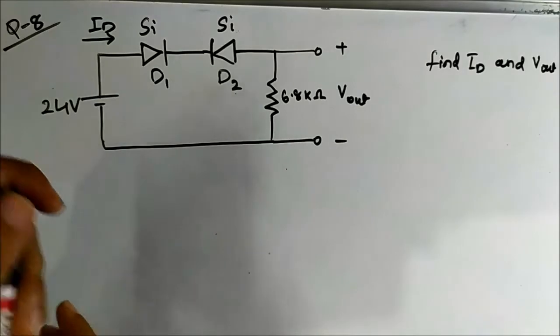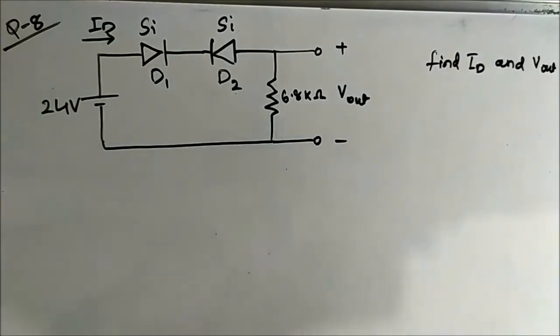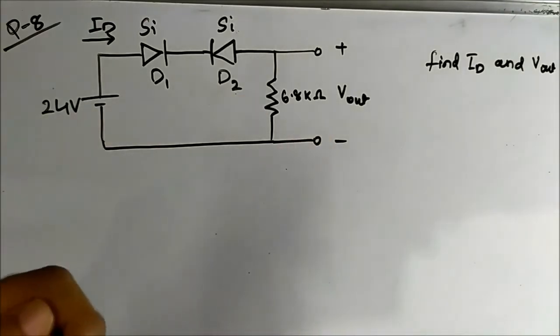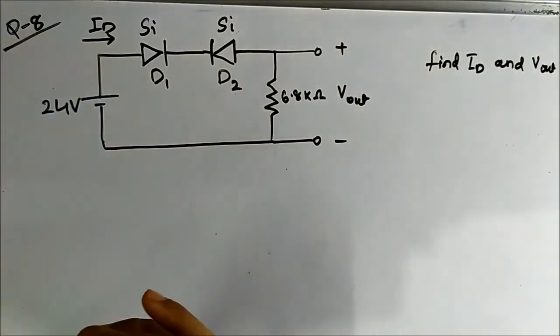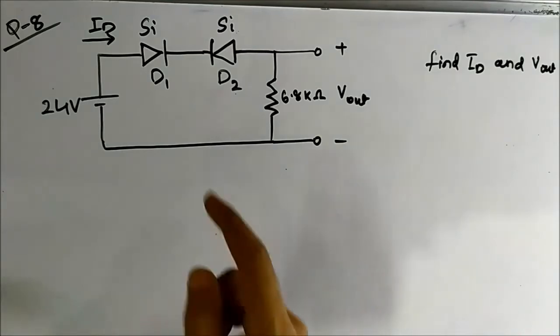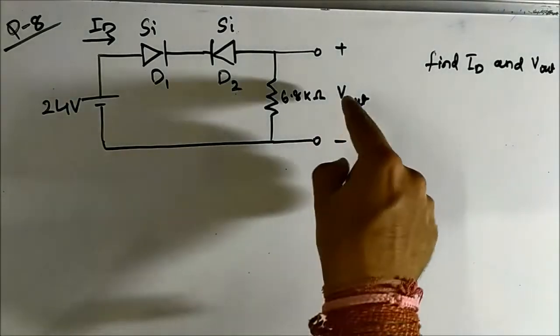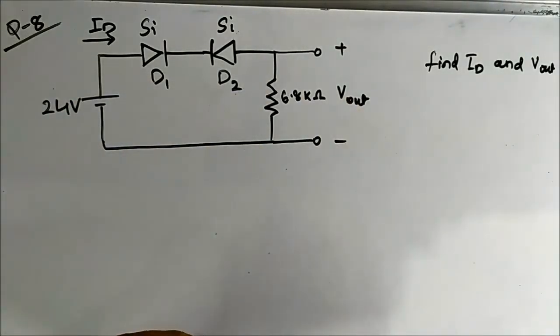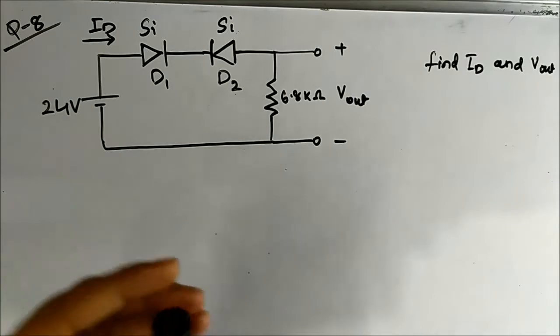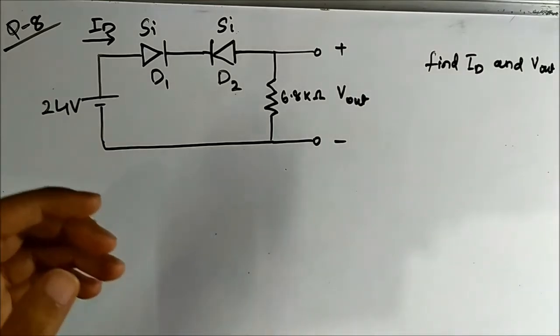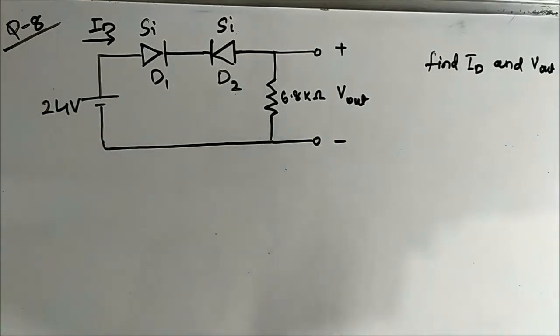The n-type ends are facing each other, and there is a 24 volt independent source and a 6.8 kilo ohm load resistor. It has been asked to find the current flowing through the two diodes, ID, and the output voltage. The behavior of this circuit depends on the state of the diodes, so the first thing we have to do is find the state of the diodes.